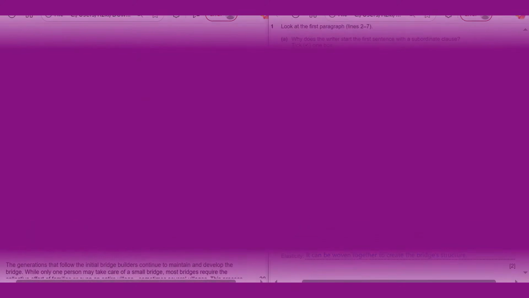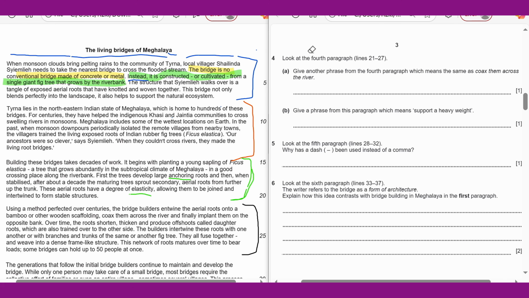Let's move on. Okay, now we are in number 4. Look at the fourth paragraph, lines 21 till 27. In this section, A, give another phrase from the fourth paragraph which means the same as coax them across the river. Okay, here. Okay, 10 seconds for you.